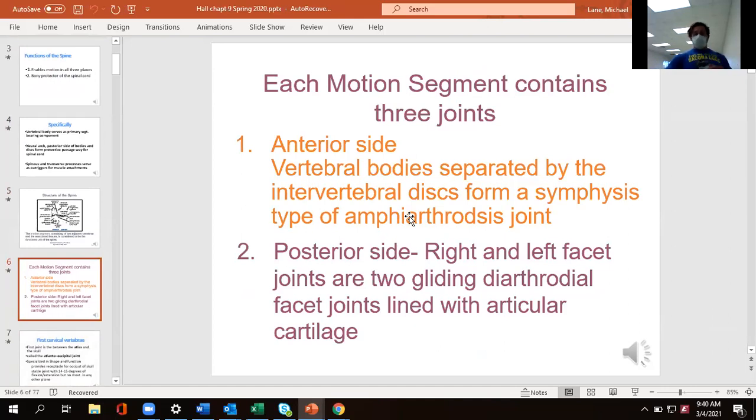Notice when it comes to motion, we have 3 different joints. We've got the anterior side, which is the vertebral body, which is going to be separated by those discs. And this is going to form what's known as a symphysis type of amphiarthrosis joint.